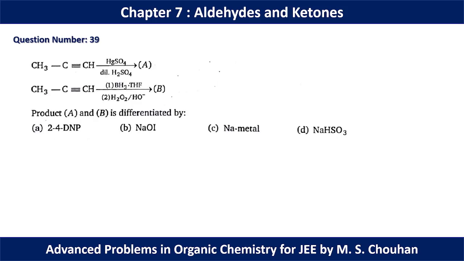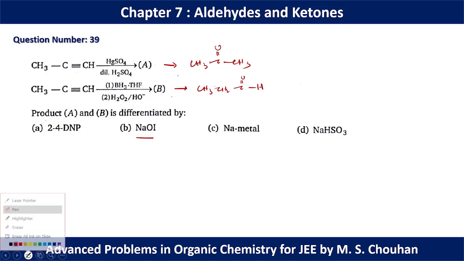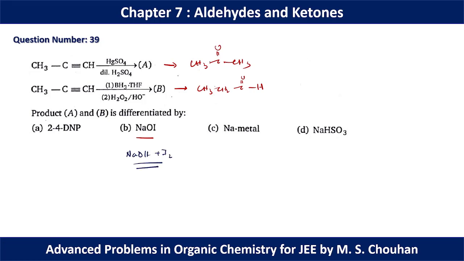In question number 39, we have oxymercuration demercuration reaction. So we can have a ketone in this case, and we have sodium borohydride, so we can have an aldehyde in this case, and ketone and aldehyde can be differentiated in this case by NaOI. NaOI is nothing but NaOH and I2, which can give an iodoform reaction. So we can have a positive iodoform test for this, and we can have a negative iodoform for this. So by NaOI or by iodoform reaction, we can differentiate molecule A and B. So for question number 39, option B should be the correct option.